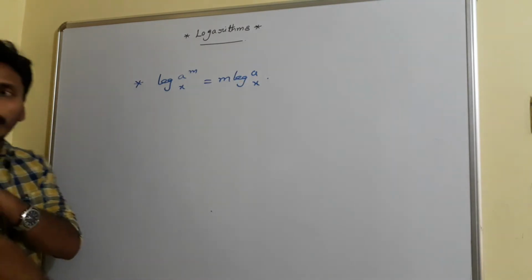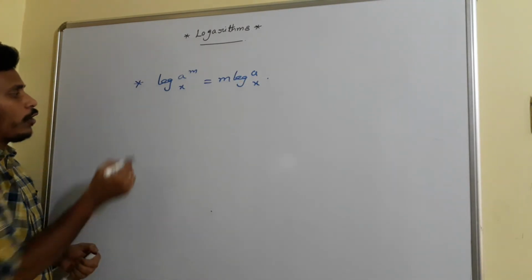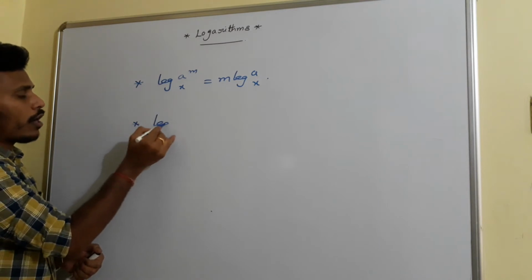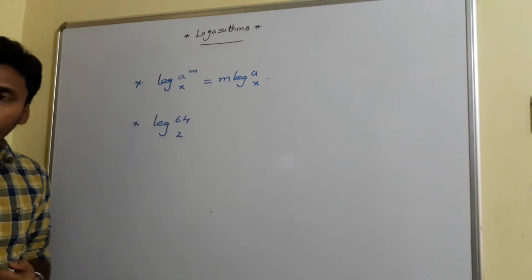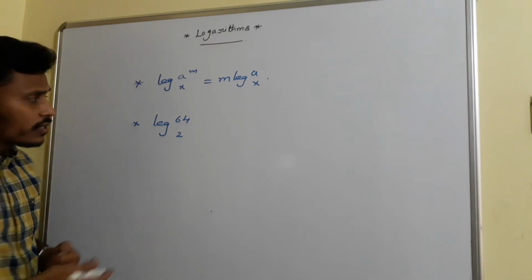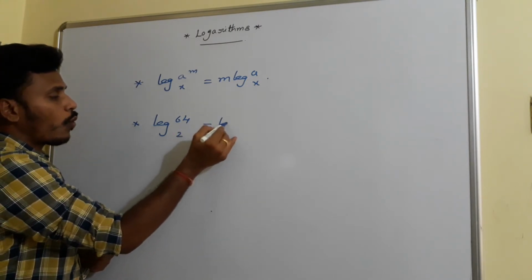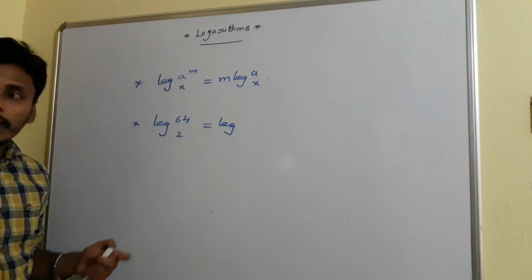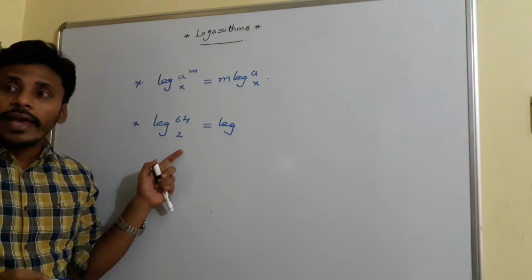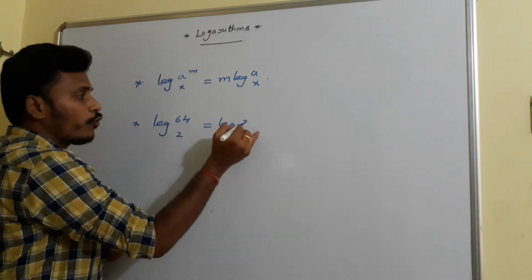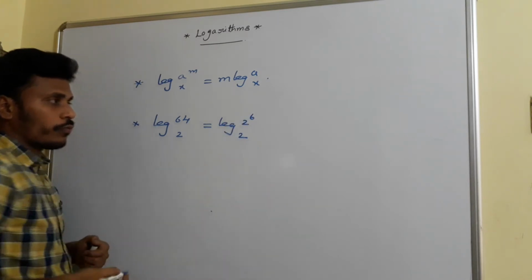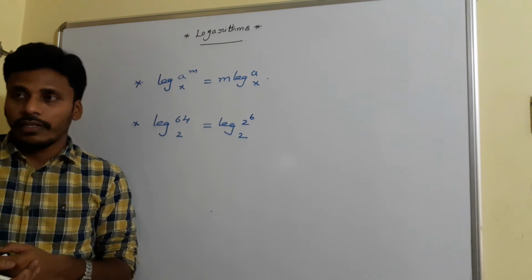Now look, I am going to give you logarithmic values for some numbers. For example, logarithm of 64 base 2. Since it is logarithm of 64 base 2, what will I do? Since the base is 2, you need to express that 64 as a power of 2. So you express 64 as 2 power 6, logarithm of 2 power 6 base 2.